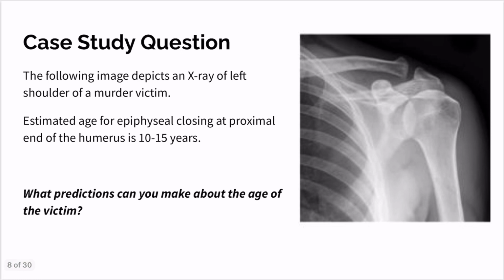So, quick question here. This X-ray depicts the left shoulder of a murder victim, and the estimated age for epiphyseal closing at the proximal end of the humerus was about 10 to 15 years ago. What predictions can you make about the age of the victim?